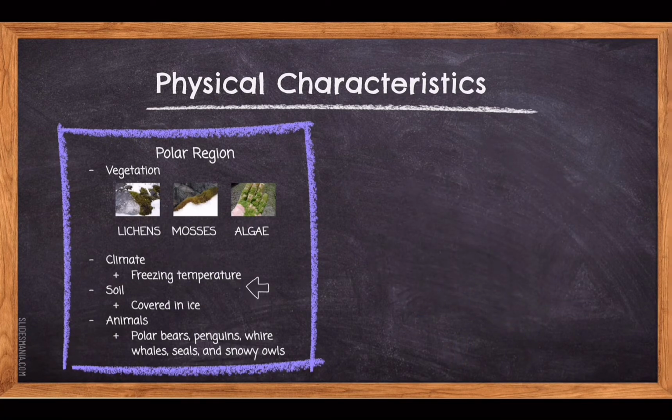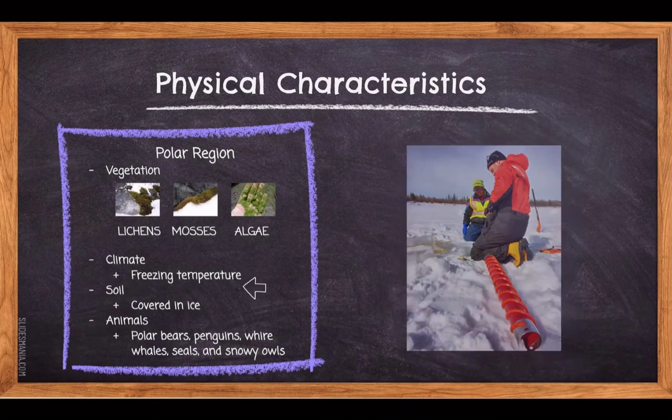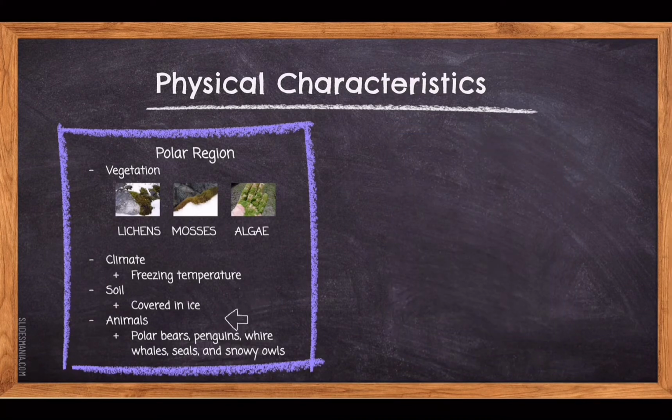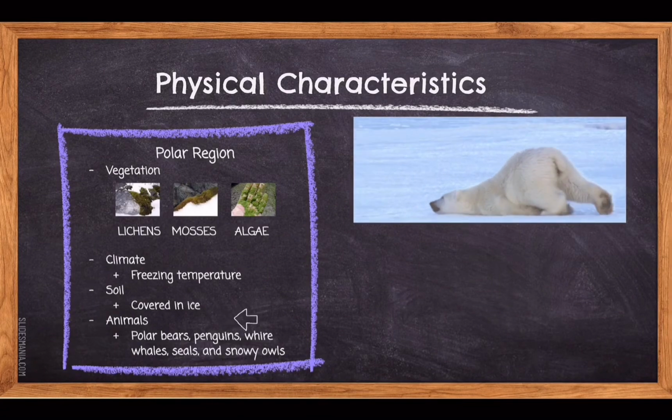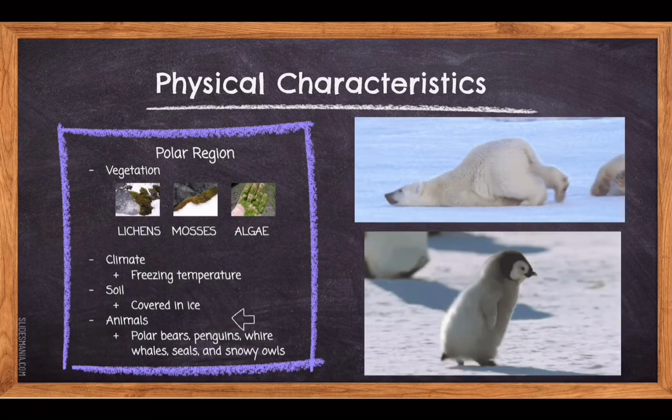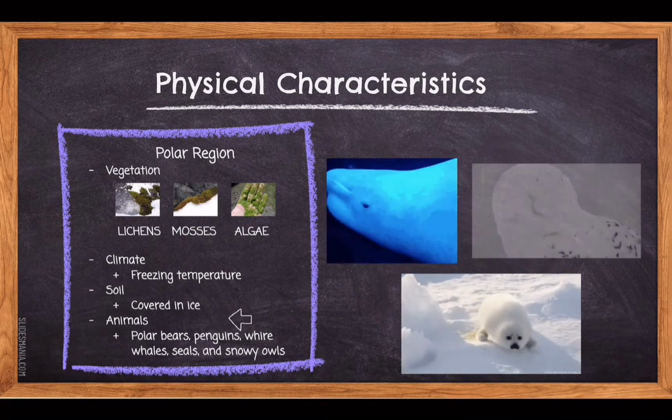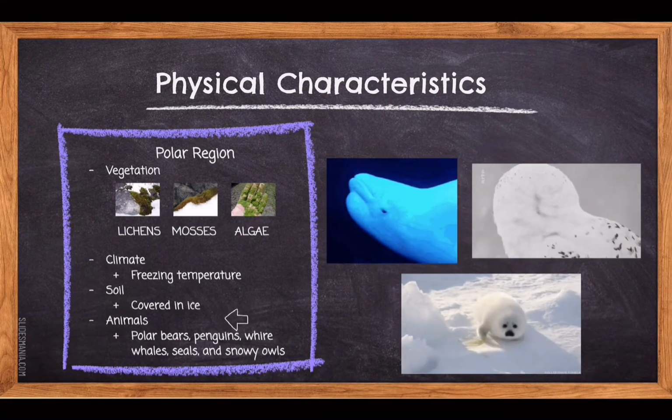About soil, the soil is covered in ice throughout the years. Finally, about the animals here, in polar regions, the most common animals are polar bears that live in the Arctic and penguins that live in Antarctica. White whales, seals, and snowy owls are also found there.